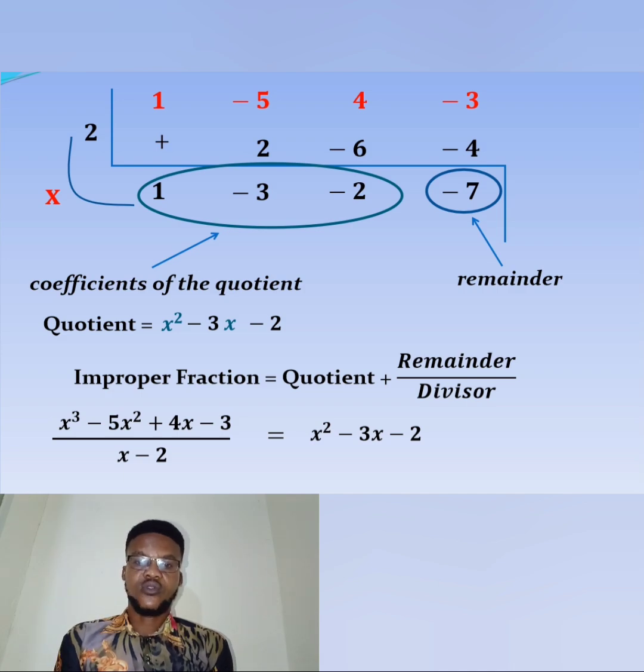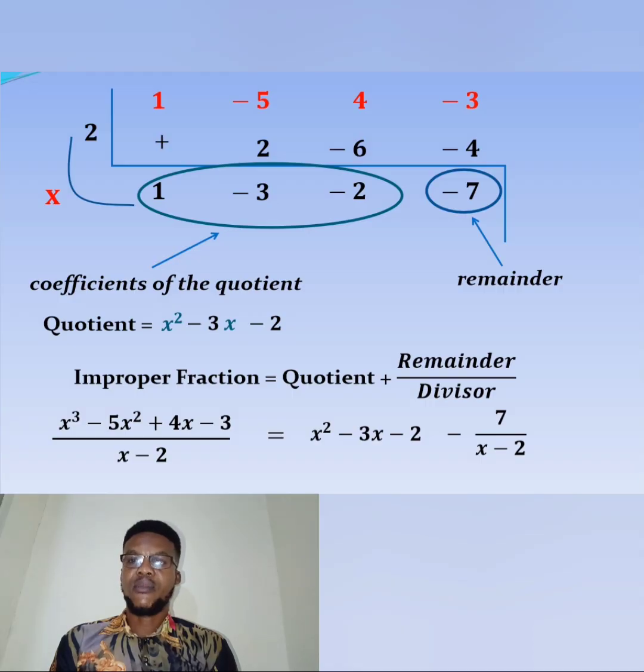Then we can also write the quotient. As for the quotient, we said it is x squared minus 3x minus 2. And then we get our remainder, which is negative 7 divided by the divisor. Okay, and that is it. So you see that this is very, very simple. So my dear students, or my dear learners, I encourage you to read more on these things. Some of these things are very basic.